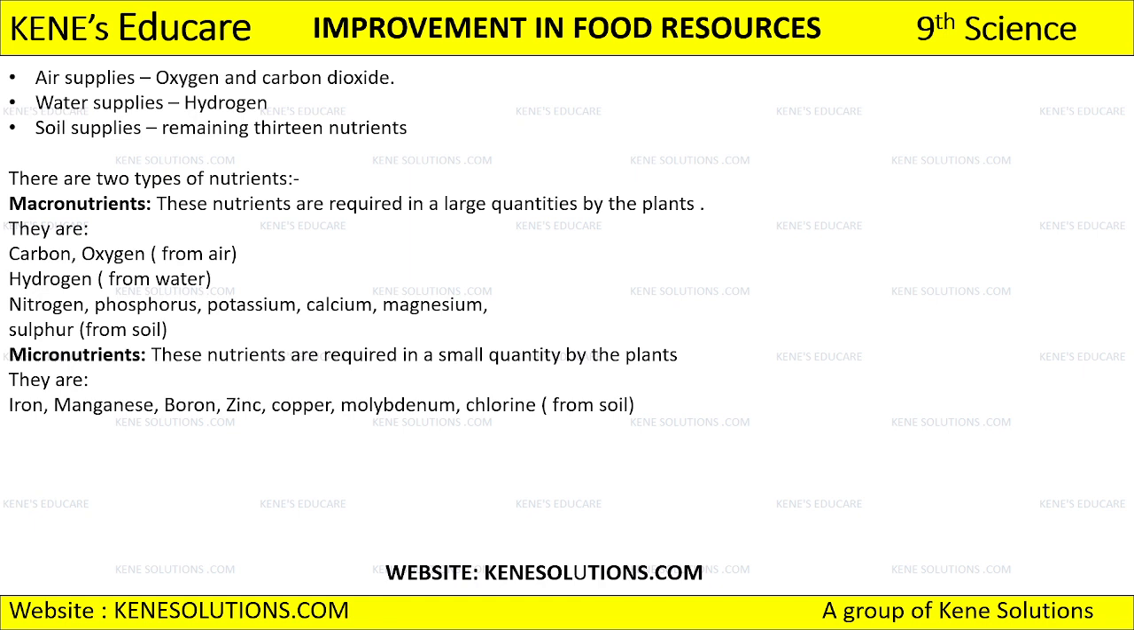Macro means large quantities. Then we have micronutrients. These are required in small quantity by the plant, and they include iron, manganese, boron, zinc, copper, molybdenum, and chlorine, and they get these from soil again. From where do they get this? They get this from soil.